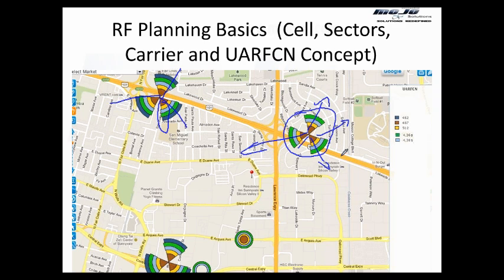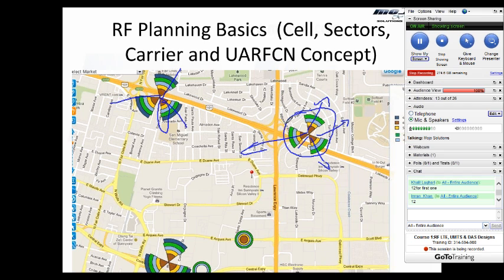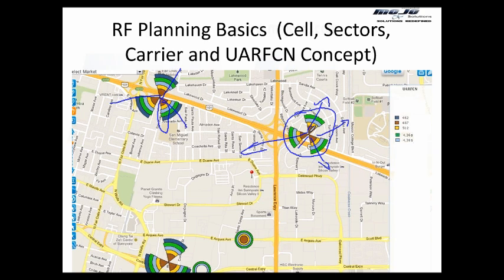Okay, now I'll give you the correct answer. This site has 12. Simple. It has 3 sectors, and each sector has 4 carriers. So each sector has 4 cells. It has 4 multiplied by 3, which is 12. Understood? Or are there any questions? If any questions, I'm waiting.